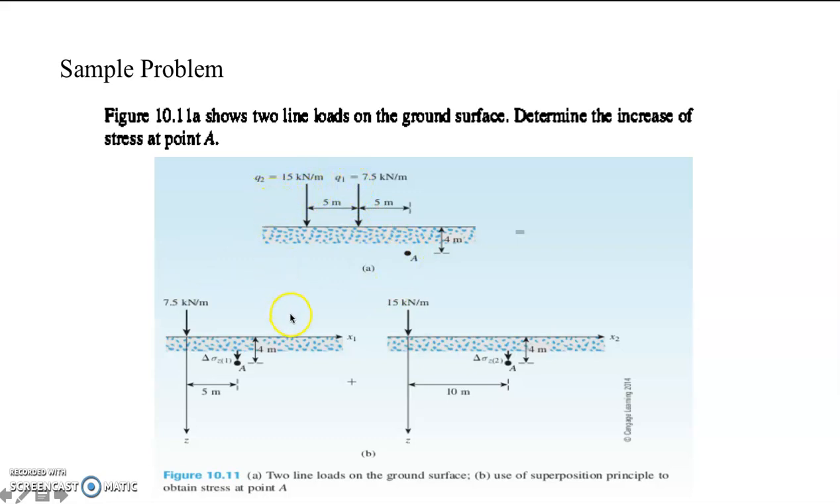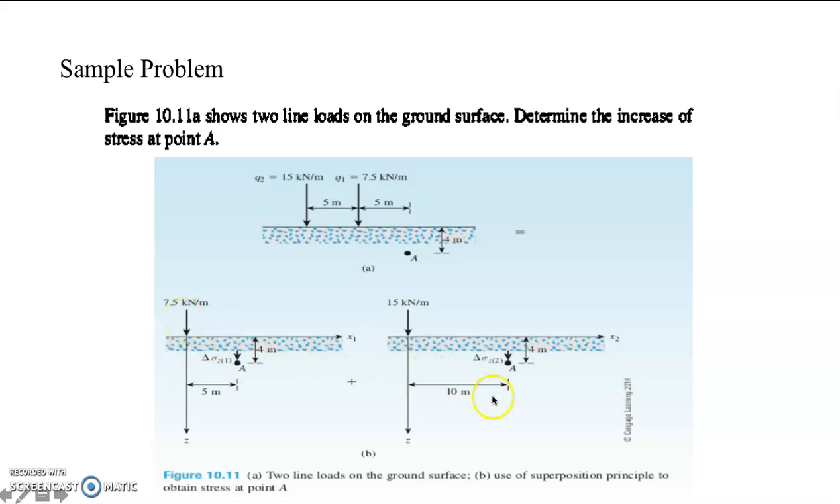So basically, to compute the stress at point A due to Q1 and Q2, we can have a summation. First, let us compute the stress caused by line load 1, then the stress caused by line load 2. So you can have this illustration. Basically, we have here the stress at point A due to Q1, 7.5 kilonewton per meter.